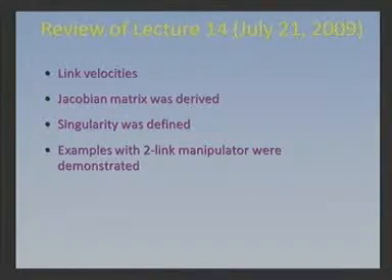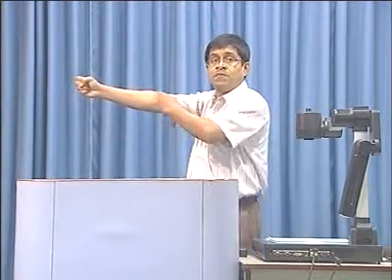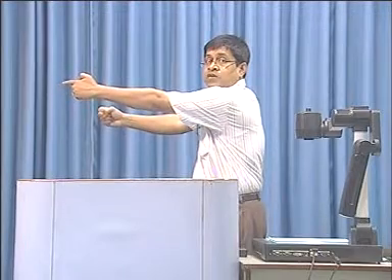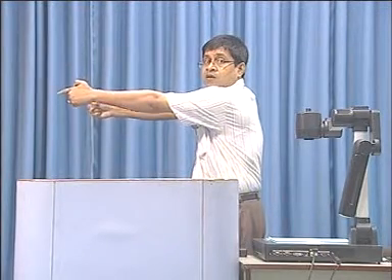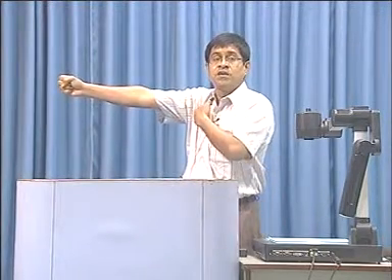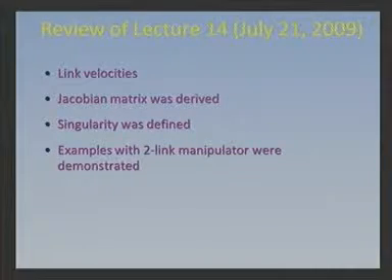Okay, you look at my hand here. If I give a point which is outside the reach of my hand, it will show you the singular, which means the determinant of the Jacobian matrix will be 0. That means it cannot reach. And then we discussed there about two link manipulators.